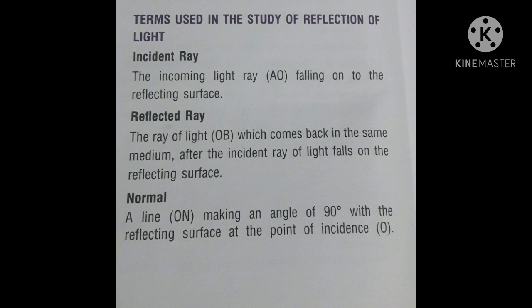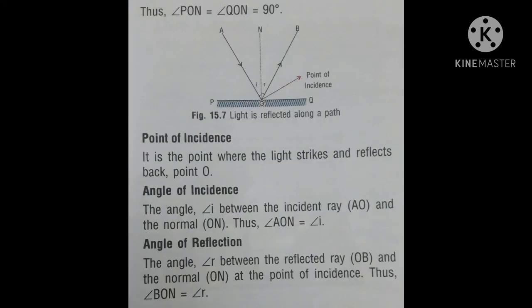Now normal: a line ON making an angle of 90 degrees with the reflecting surface at the point of incidence. Point of incidence is O, where the incident ray strikes. So this is called normal. Children, in figure 15.7, AO is the incident ray, OB is the reflected ray, ON is the normal. Angle AON is the angle of incidence. Angle BON is the angle of reflection.